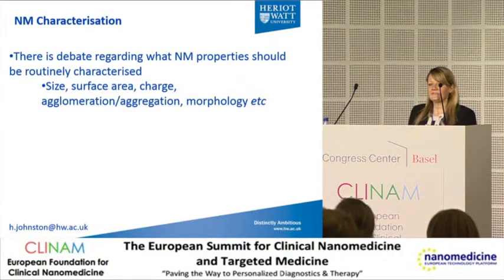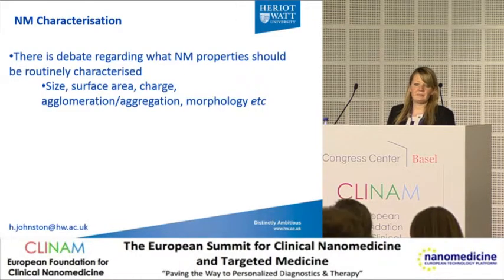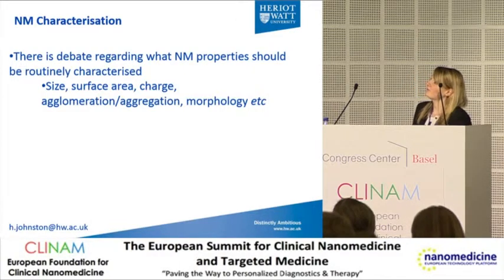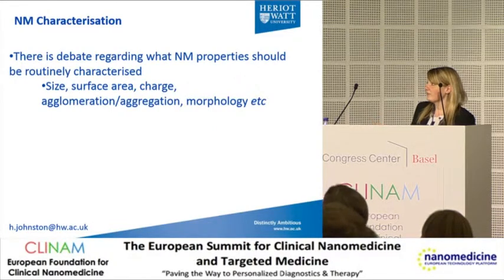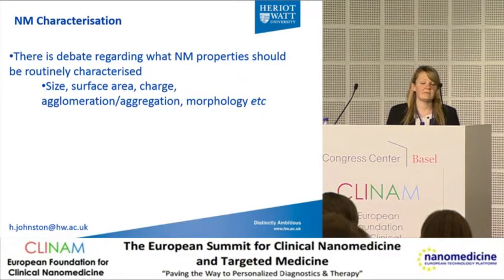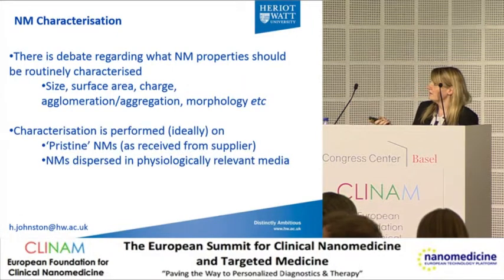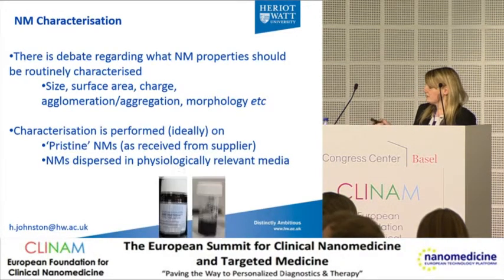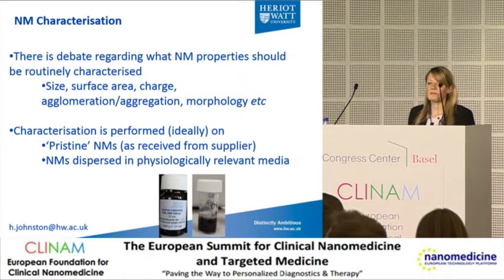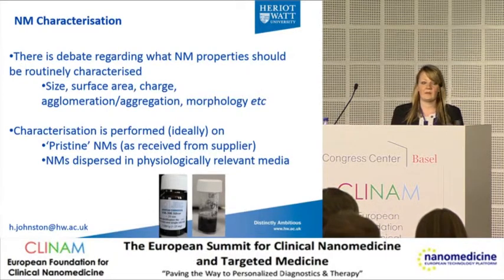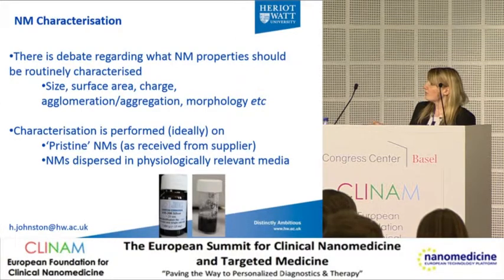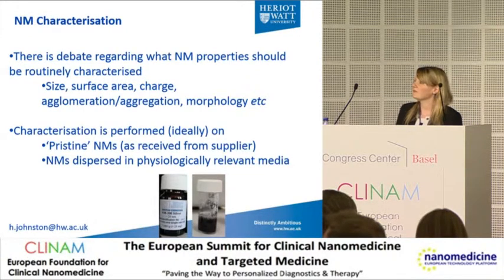There's a constant debate about which properties of nanomaterials should be characterized in parallel to our hazard investigations. Typically it's size, surface area, charge, agglomeration, aggregation, and morphology that's prioritized, but there's a number of other aspects of the materials that you can also consider. Ideally as well, we tend to work with the pristine nanomaterials, and by this I mean what we've been supplied with, whether it's a powder or a suspension, but also nanomaterials that are dispersed within a physiologically relevant media, for example cell culture medium used within in vitro experiments.